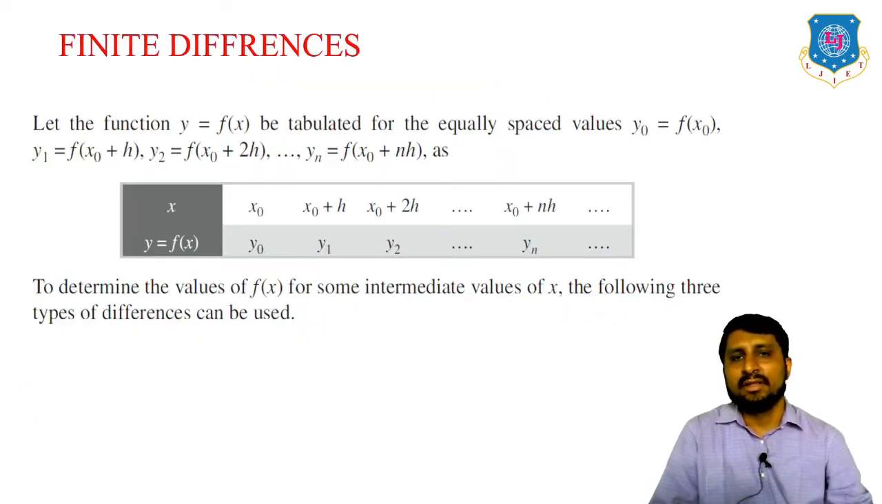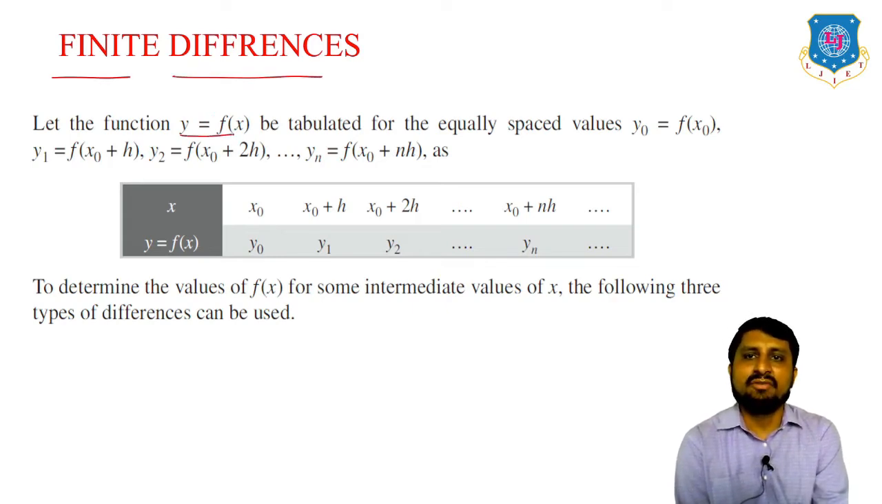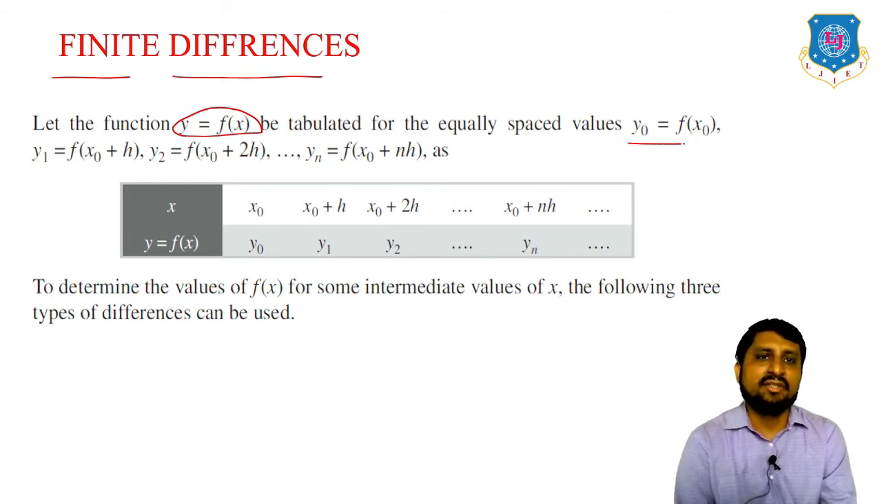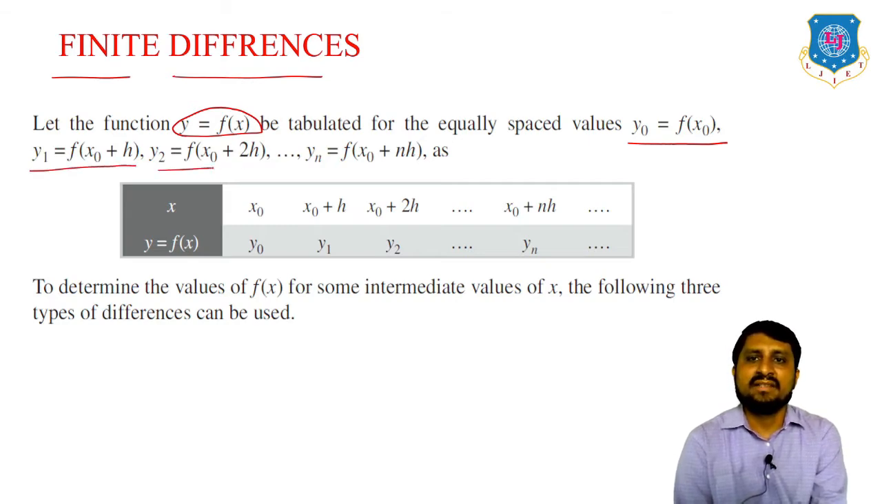First, try to understand finite differences, as I explained. Let the function y equal to f of x be tabulated for equally spaced values: y0 equal to f of x0, y1 equal to f of x0 plus h, y2 equal to f of x0 plus 2h, up to yn equal to f of x0 plus nh. So the values of x are x0, x0 plus h, x0 plus 2h, up to x0 plus nh, and the values of y equal to f of x are y0, y1, y2, up to yn.